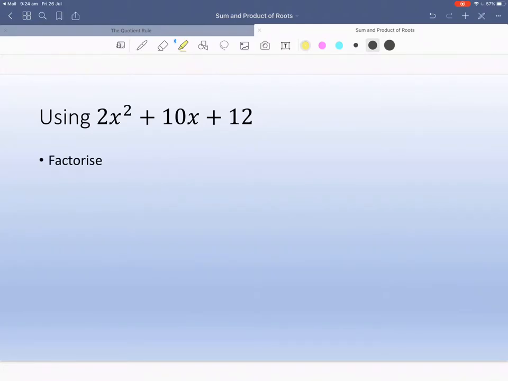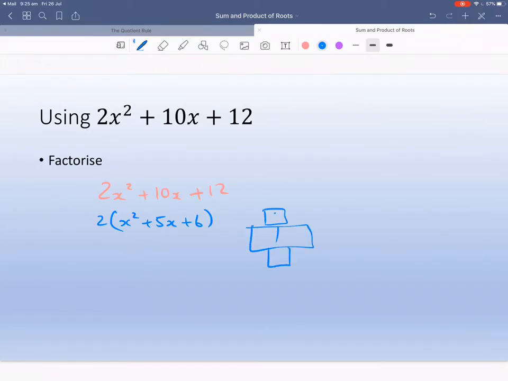So if I were to factorize this, I've got 2x squared plus 10x plus 12. The first thing I can do is take a common factor of 2 out. So I'm going to take 2 out. And now I'm playing magic numbers with 6. So I've got this 6, and I want to get to 5, so it's obvious it's going to be 2 or 3.